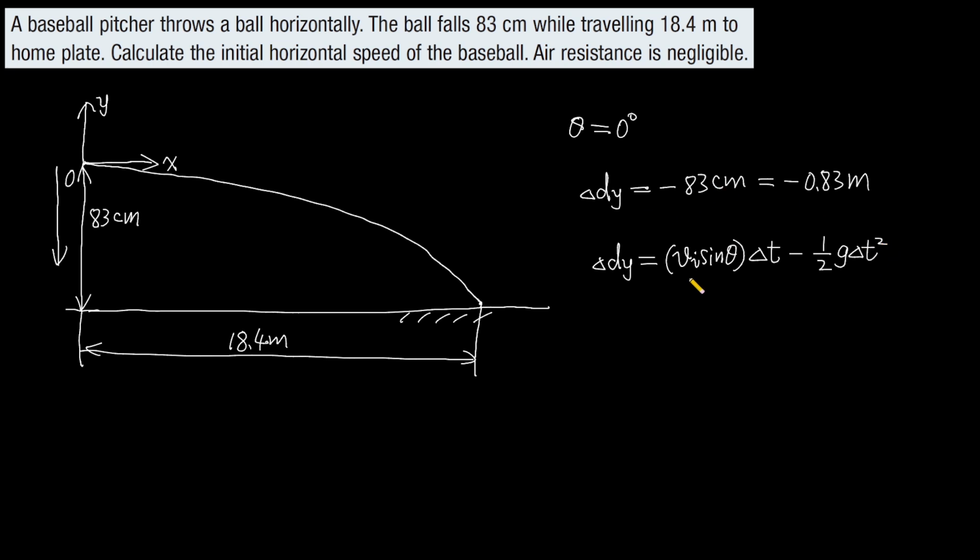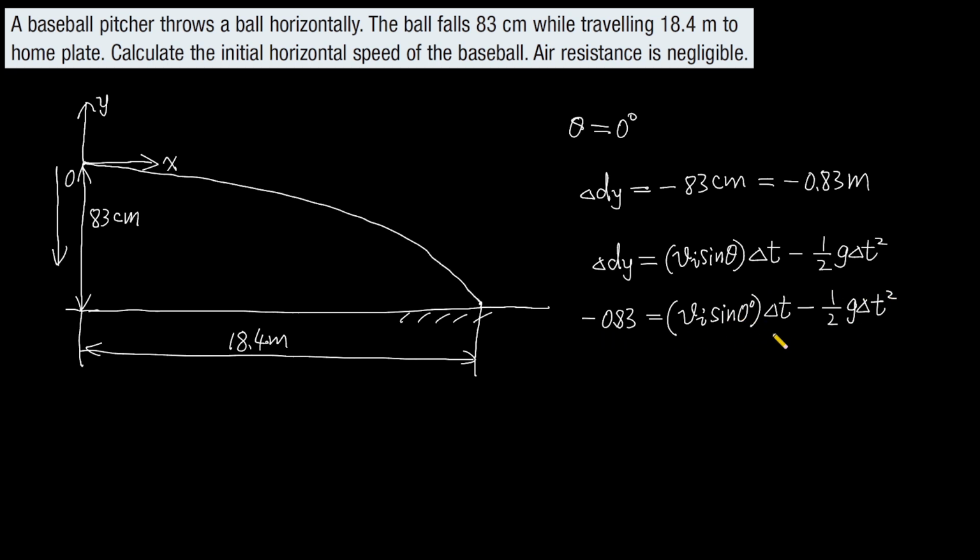Now we put the values in this formula. So the left side is negative 0.83 equals. We do not know the initial velocity, but we know the theta. So it's sine 0 degree multiply delta t minus 1 over 2 multiply acceleration multiply delta t squared. We know sine 0 degree is 0.